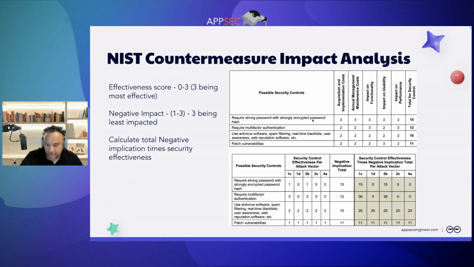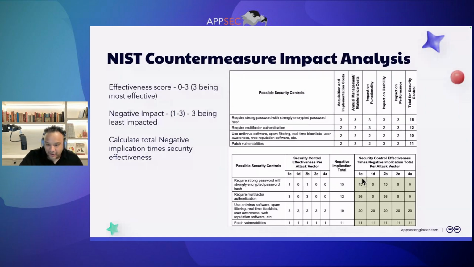This is a very low impact thing in terms of the cost. Annual management cost, again, very low impact. Impact on functionality, low impact. Impact on usability, low impact. Impact on performance, also pretty low. Total cost of security is 15, and you basically calculate total negative implication into the security effectiveness.